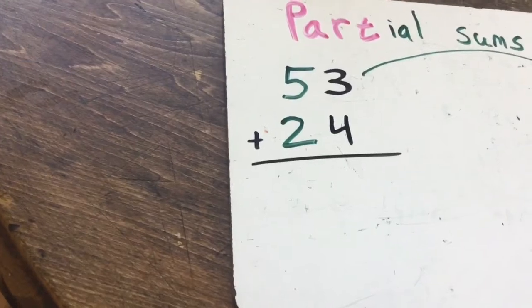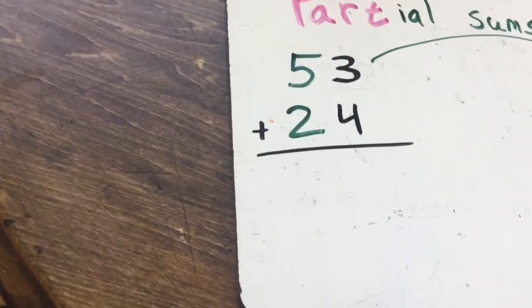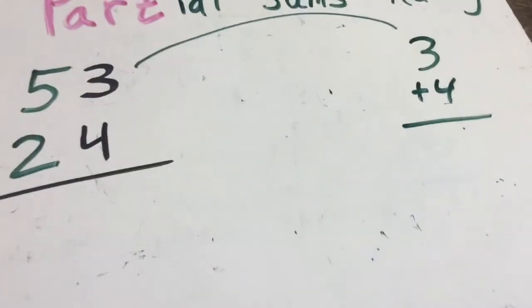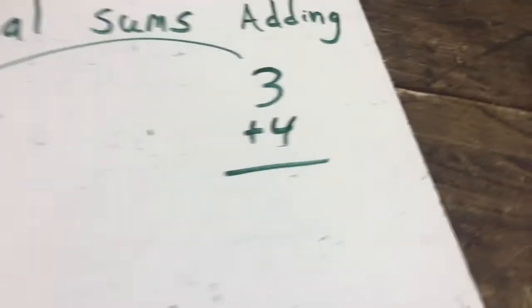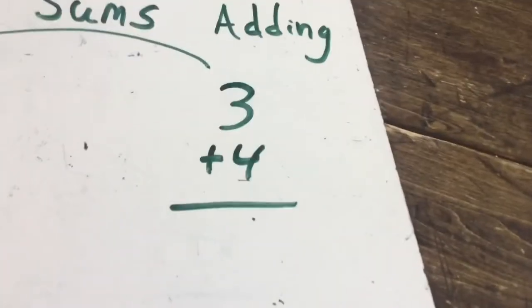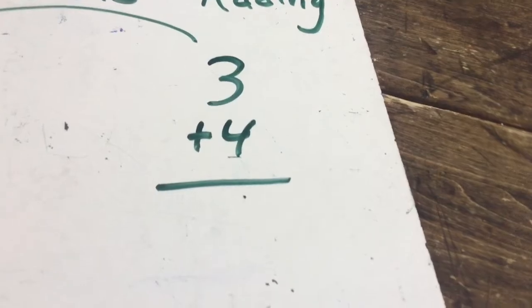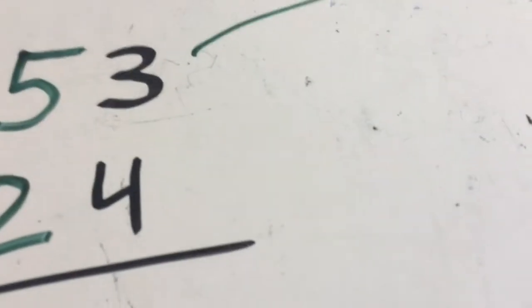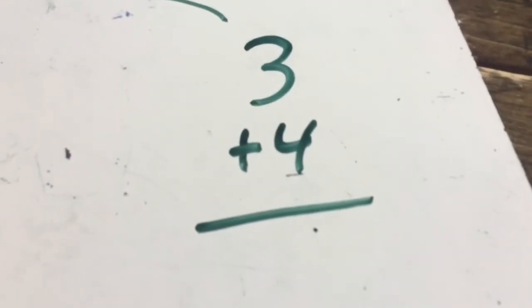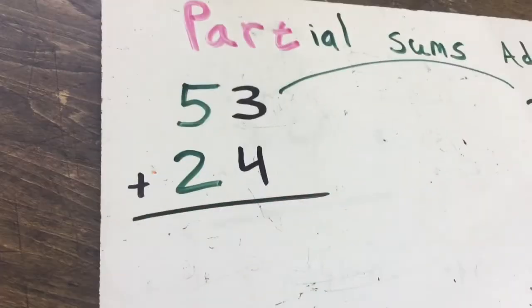Okay, there's my problem, but the way I want you to do it today is first take the numbers in the ones place and put them over here separately. Don't even do the math yet, just set it up. So 53 and 24 in the ones place is 3 plus 4. Just put them over here. Don't even solve it yet.